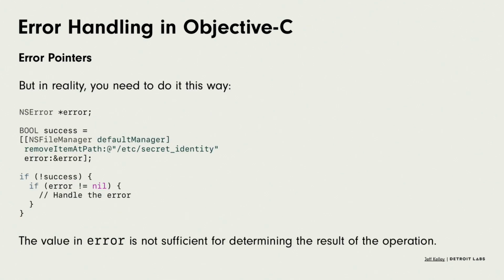So really what you had to do was first look at the value of success, and only if success was false, or NO in Objective-C terms, then you could look at the error. Now we're going to come back to this pattern later to see how this gets imported into Swift. But this has been the standard for a while. You can't just use the value of the error there, because you have to know if it's a success.